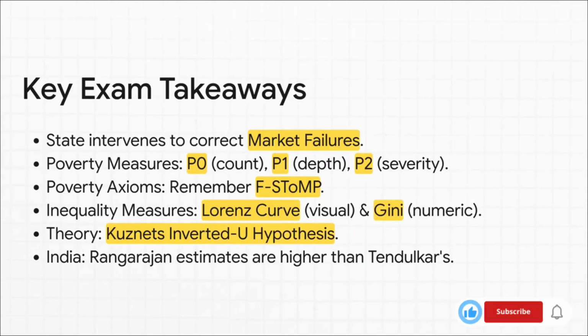All right, time for your final revision checklist. These are the key takeaways. Make sure you can explain why the state steps in to fix market failures. You have to know the 3 poverty measures, P0 for the simple count, P1 for the depth, and P2 for the severity. Remember that FTOMP mnemonic for Sen's axioms. Be able to explain the Lorenz curve and the Gini coefficient for inequality. And finally, know the Kuznets U-curve theory and the critical difference between the Tendulkar and Rangarajan poverty numbers for India.